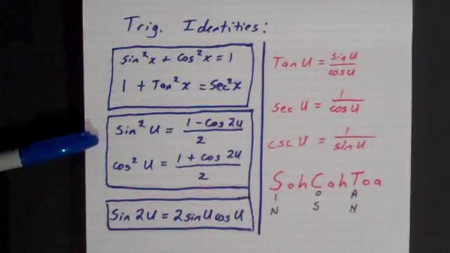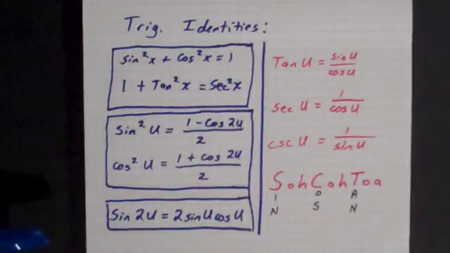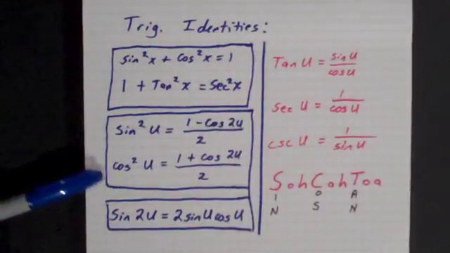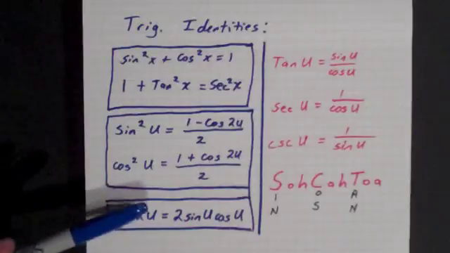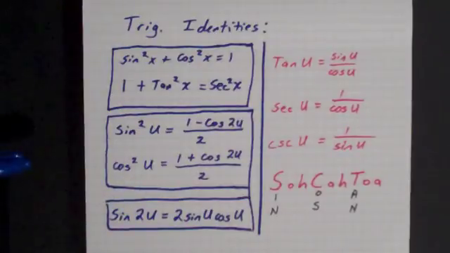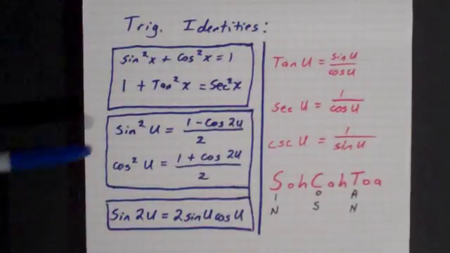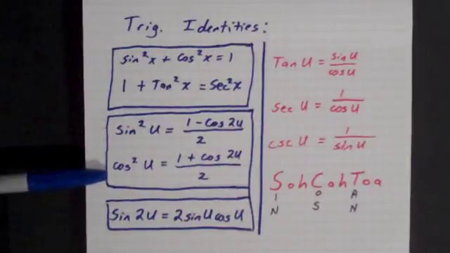These are extremely important. Sine squared of u equals (1 minus cosine 2u) over 2, whereas cosine squared of u equals (1 plus cosine 2u) over 2. These are used extremely often.